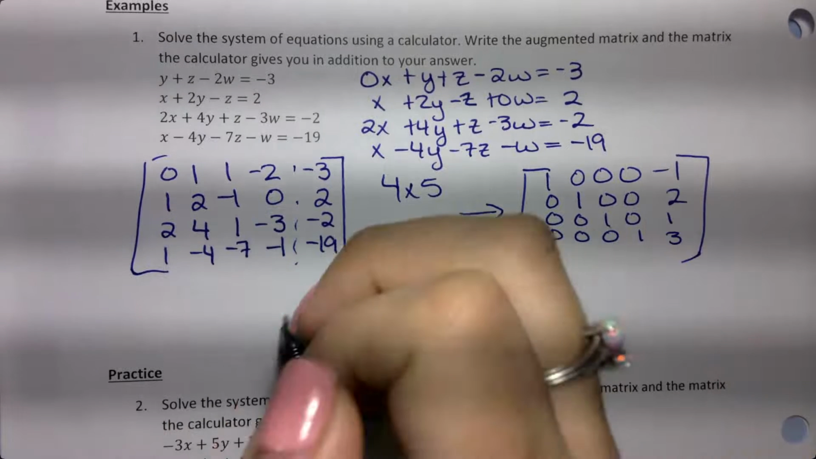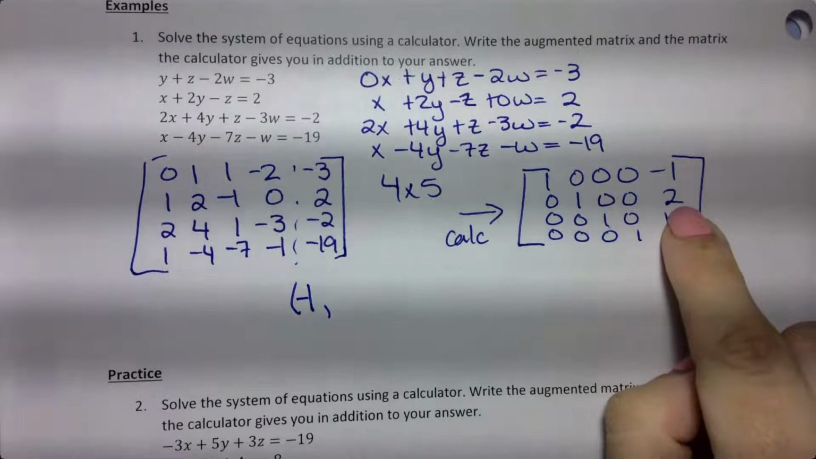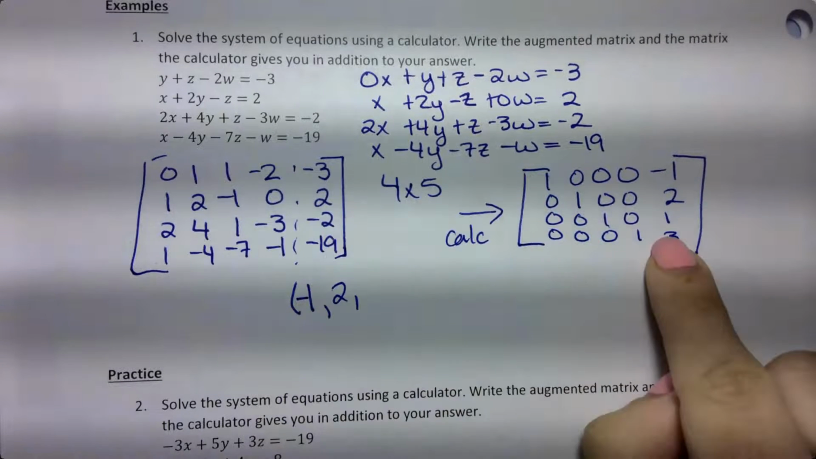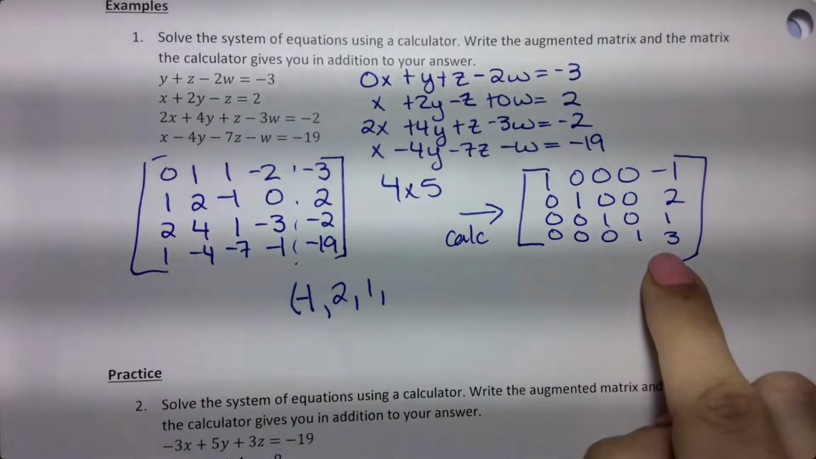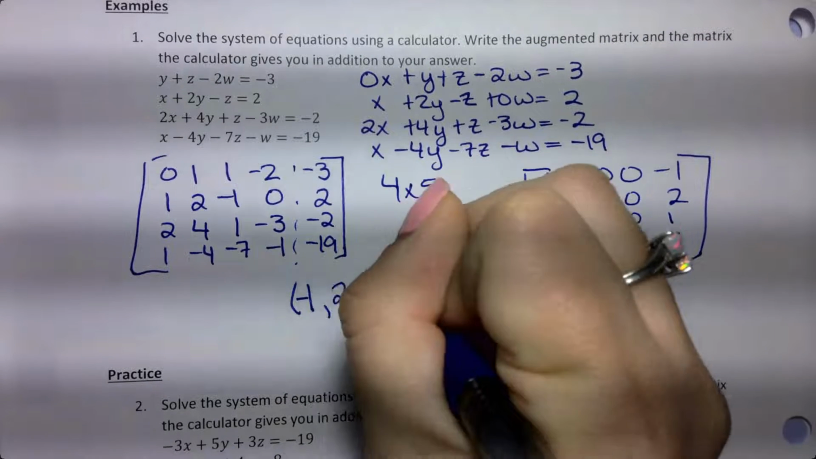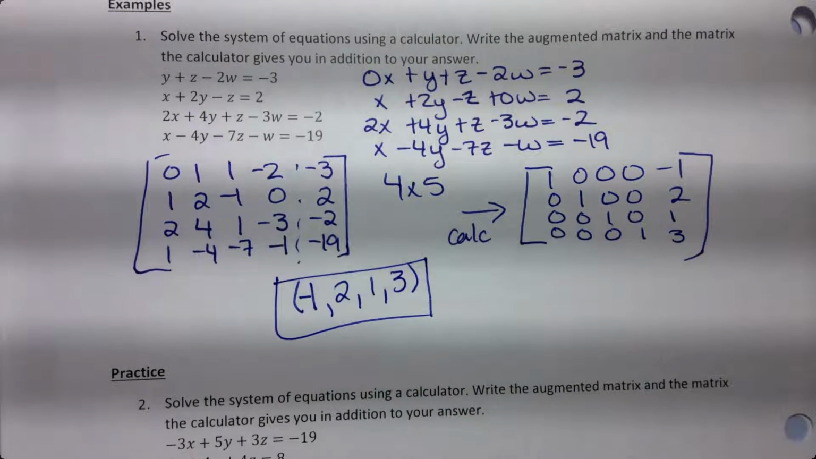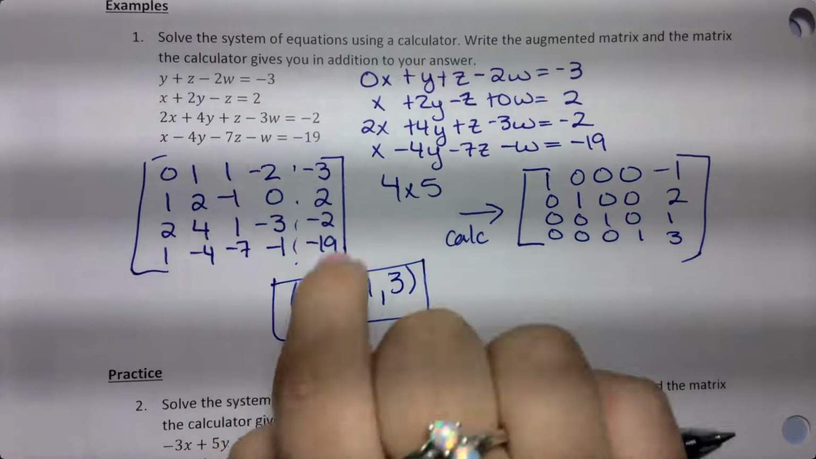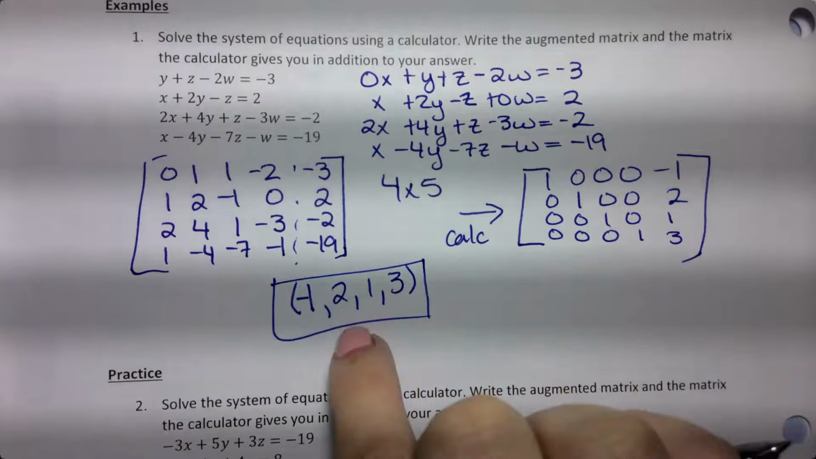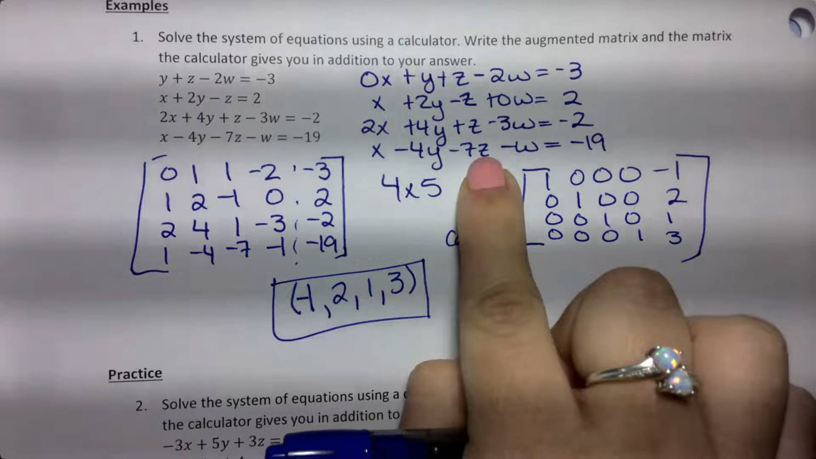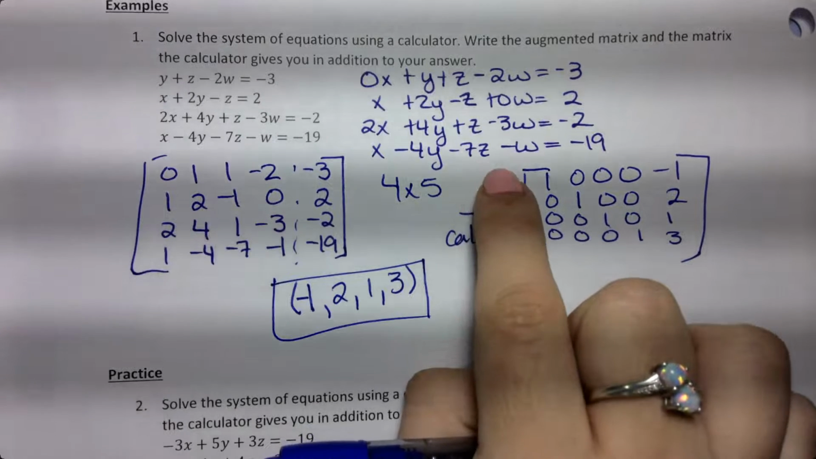x is negative 1. So if I write this as a coordinate point, I have negative 1, y is 2, z is 1, and w is 3. So here is my final answer. On the test, I will be looking for this matrix, and this matrix, and this answer. So if you can do this without this step, that's fine. If you can't, go ahead and write it. It's not going to hurt you.